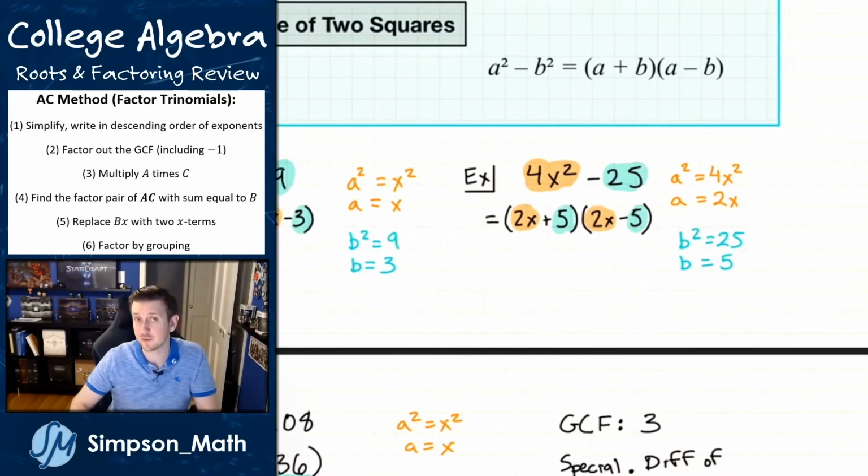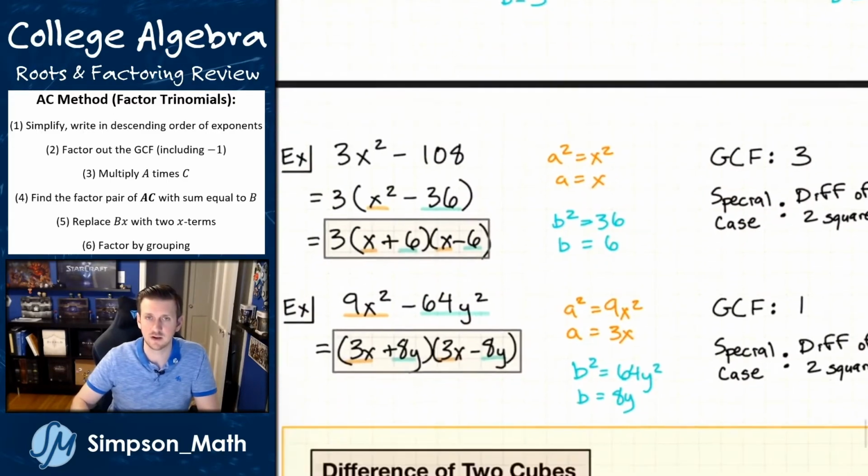Now it becomes a little bit more complicated over here. All of this is a squared. So if a squared is 4x squared, what's just a? Well, take the square root of 4x squared. Square root of 4 is 2. Square root of x squared is x. So just write the 2x in the a spot. Same thing with this. 25 is b squared, so the square root of that is 5. Put the 5 in the b spots. 2x plus 5, 2x minus 5.